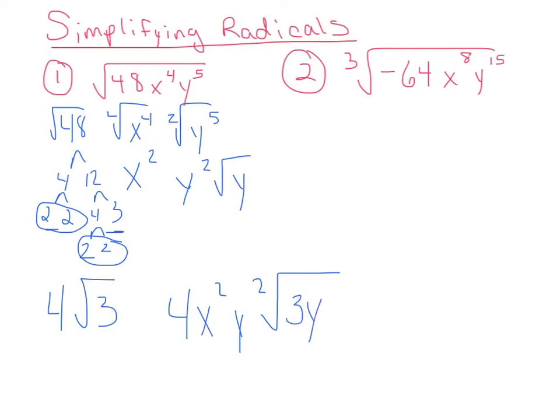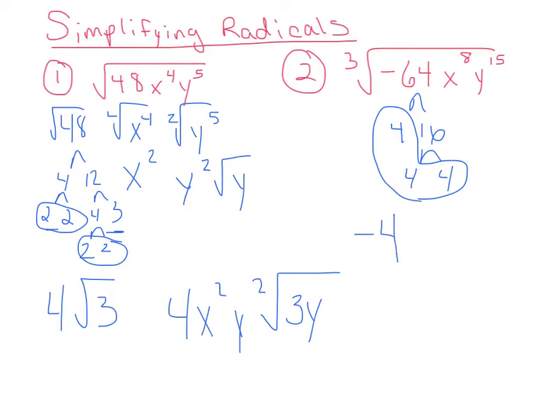Okay, number 2, same type of thing, but now with a cube root. So if you don't know the cube root of negative 64, if there isn't one, you have to make a factor tree. So 4 times 16 is 64. 4 times 4 is 16. So if you look, you have a group of 3 4's. So you pull that out, but since it was a negative 64, you get negative 4.